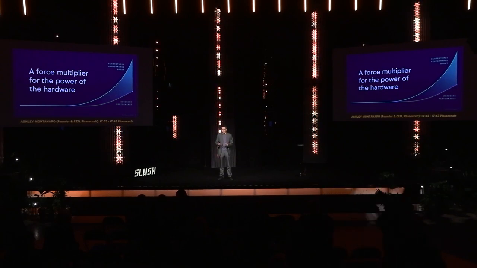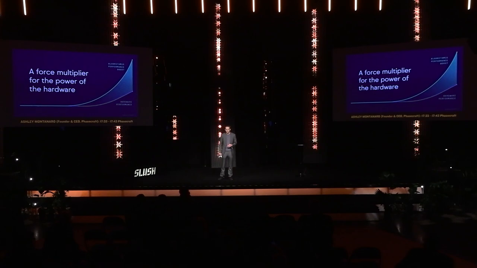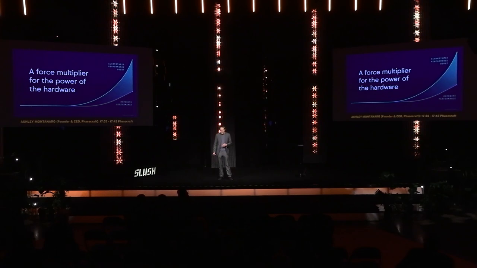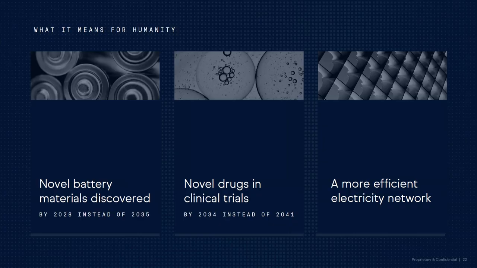Because as the hardware gets better, more and more efficient algorithms will enable us to get more and more out of that quantum hardware. And what does this mean? So this isn't just a sort of scientific curiosity. What this means is things like discovering novel battery materials using quantum computers years earlier than we might be able to do otherwise. It means bringing new drugs to clinical trials years earlier than without quantum technology.